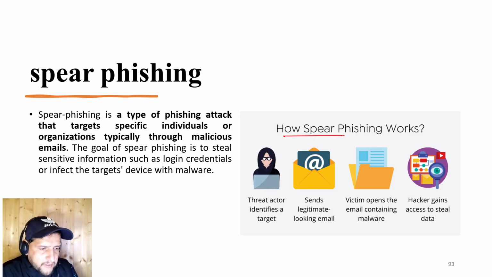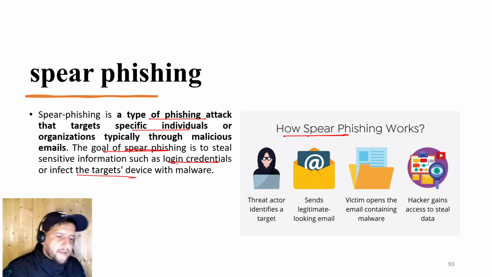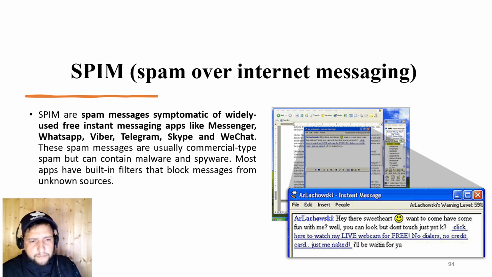Spear phishing is targeted phishing. It's a type of phishing attack that targets specific individuals or organizations, typically through malicious email. The goal of spear phishing is to steal sensitive information like your login credentials or infect the target device with malware. So the threat actor identifies a target, sends a legitimate-looking email, the victim opens the email and the hacker gains access to steal data.